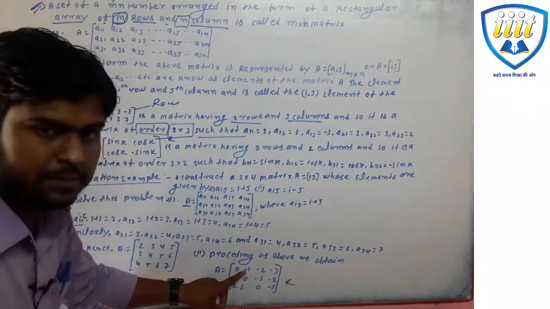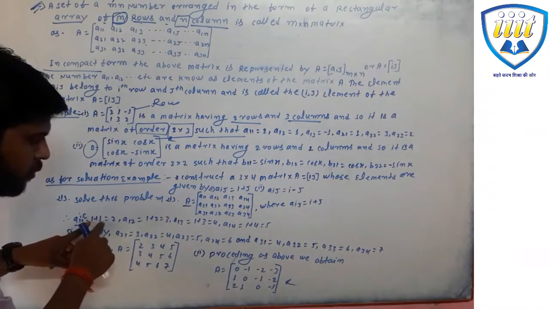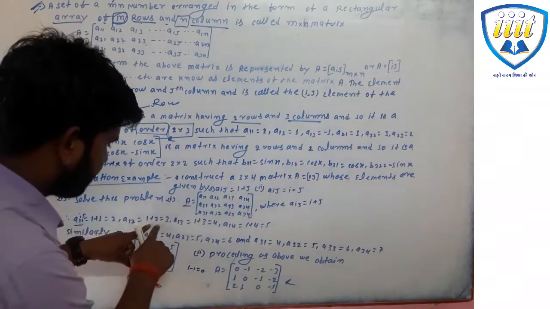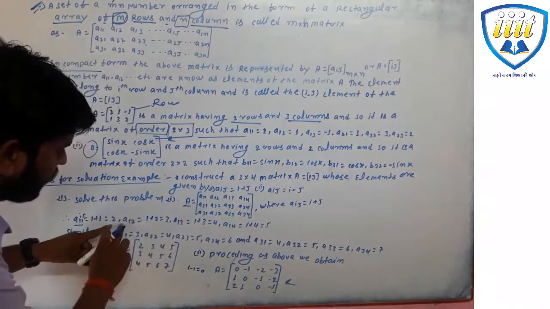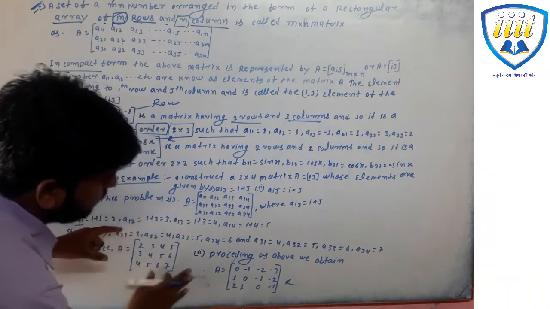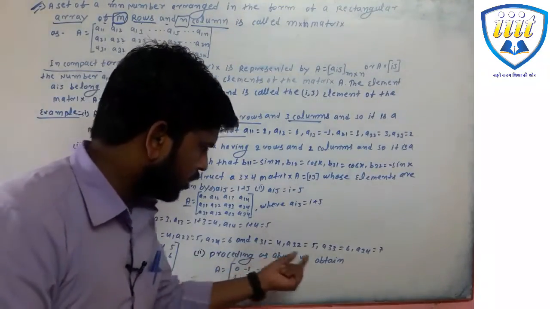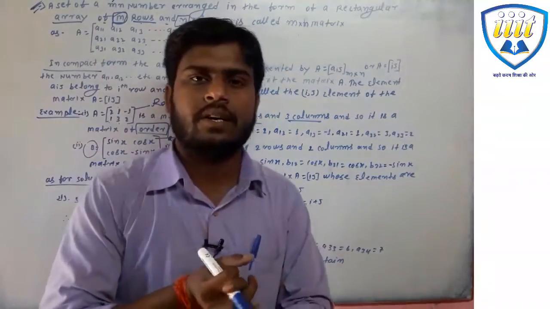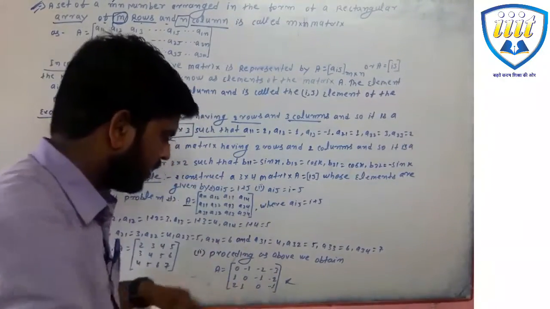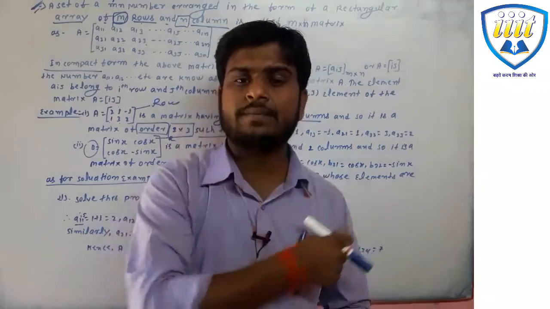For the second question, 1 minus 1 equal to 0. Then Aij: 1 minus 2 equal to minus 1. The same process of subtraction applies as for addition in this example; the first is adding and this one is subtraction.